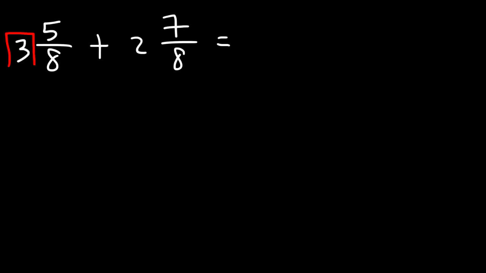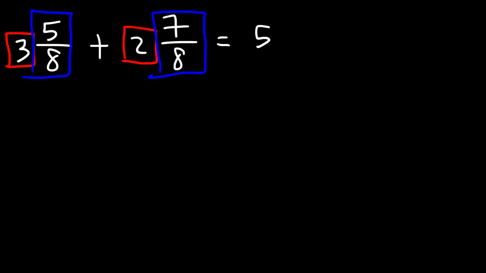Try this problem. 3 and 5 over 8 plus 2 and 7 over 8. Go ahead and work on that. So first, let's add 3 and 2. 3 plus 2 is 5. And then let's add 5 over 8 and 7 over 8, which is going to be 12 over 8.